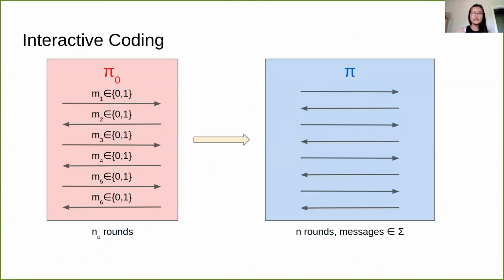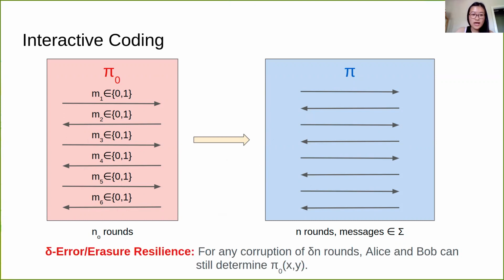So the problem we're going to be more interested in today is that of interactive coding. So in interactive coding, you start with an original noiseless protocol. Here's pi naught, which consists of n naught rounds, and you want to convert it to an error resilient version of the same protocol, which we'll call pi. And pi can run in n rounds where n is not necessarily equal to n naught, and the messages will all belong to some alphabet sigma. And we say that pi is delta error or erasure resilient if for any errors or erasures of delta n of the rounds, Alice and Bob can still determine the original noiseless protocol.